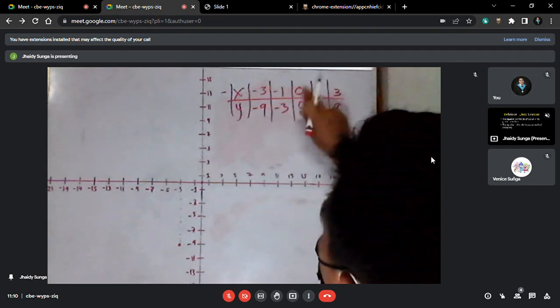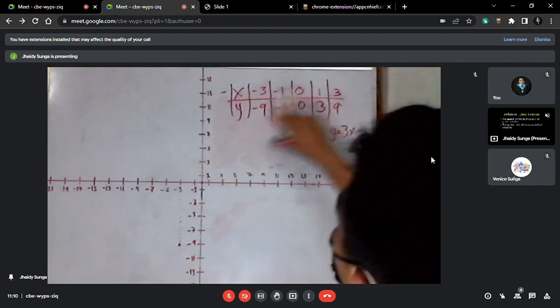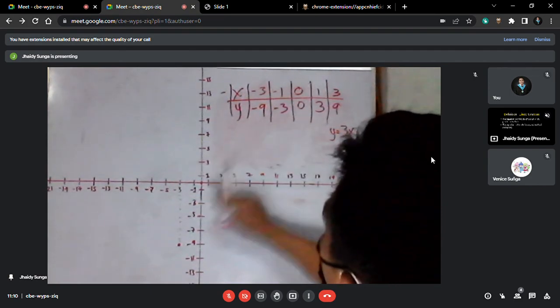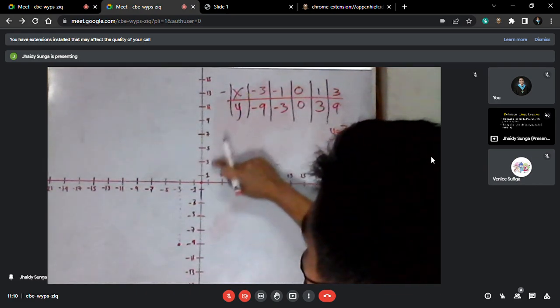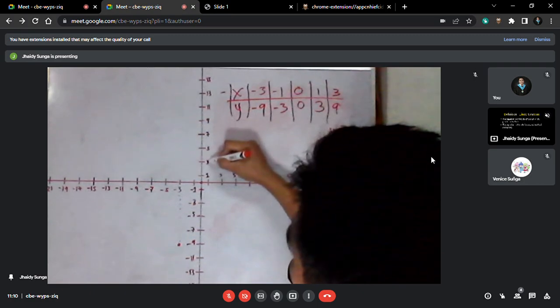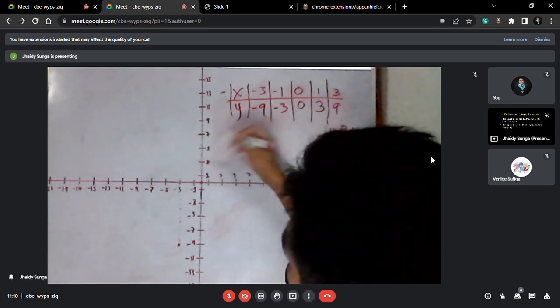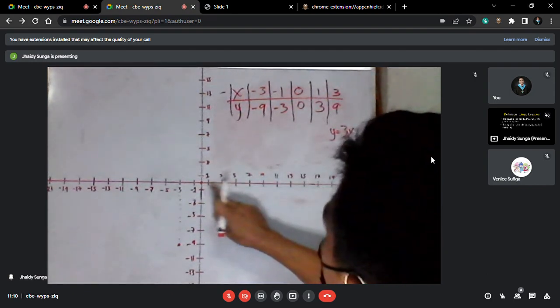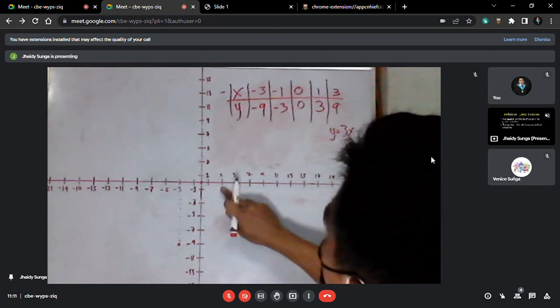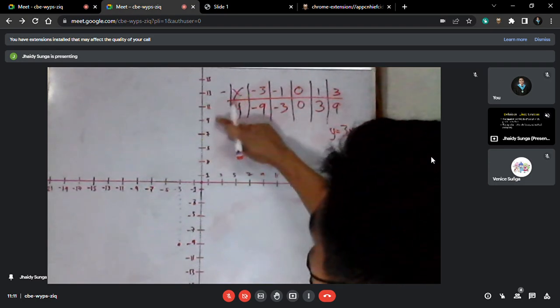Then, from 0 to 0. Then, from your x, it is 1, and it goes up to 3. 1, 2, 3. This is your 3. Alright. So, let us say that this is your point. And from 9, 3. 1, 2, 3. And it comes up until this point.